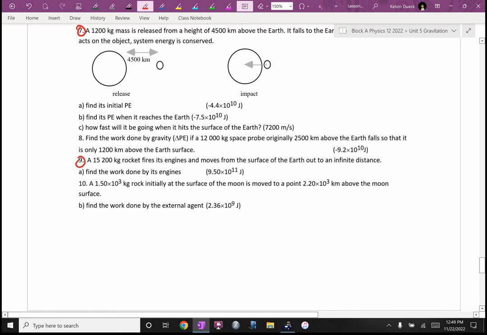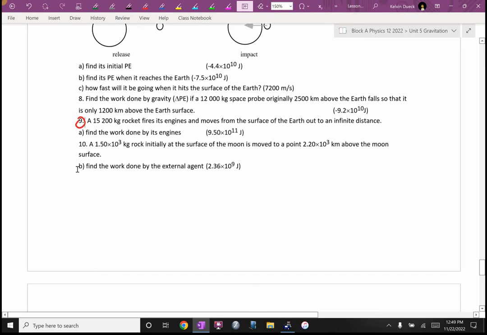Nine is good. Where are we moving out to in question number nine? What does it say? An infinite distance. What it's really saying is, what's your final potential energy going to be exactly as a number? Zero. It actually makes the question way easier because one of your potential energy terms will cancel out in this one, way out there. A little less work, no pun intended.